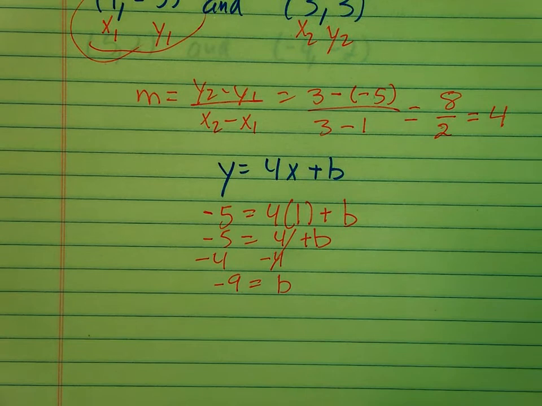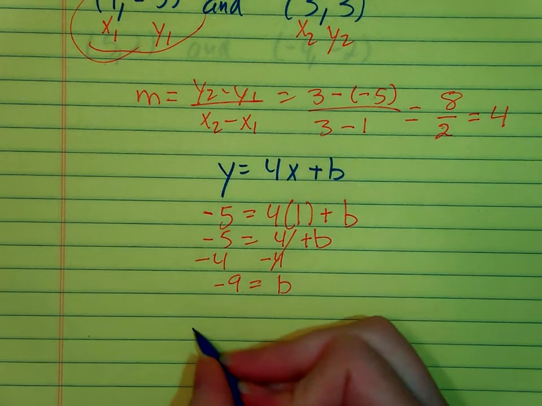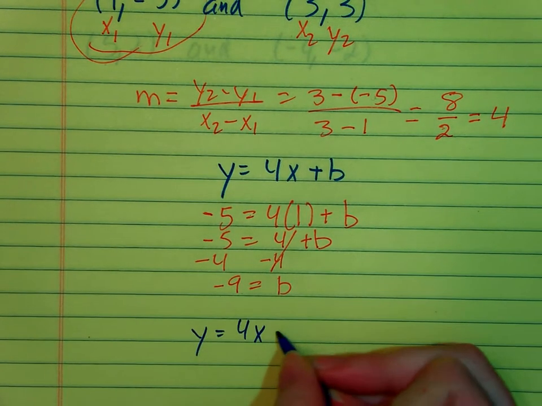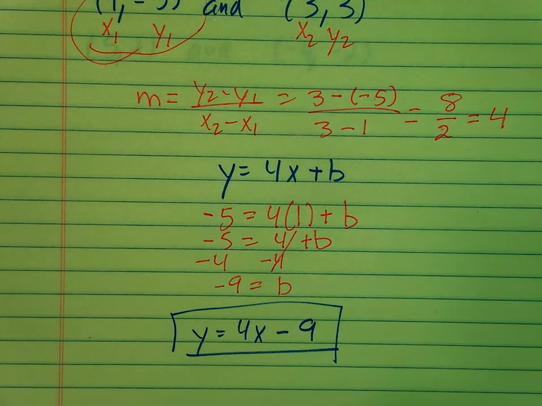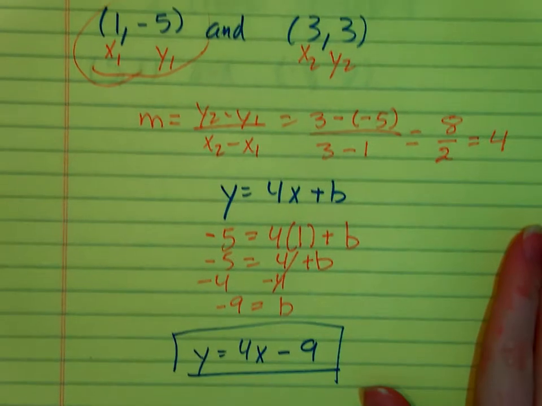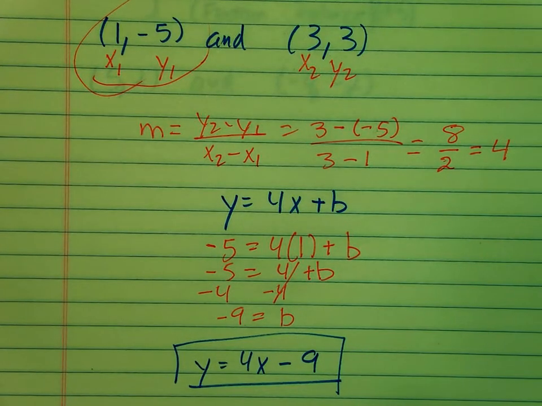What's our final equation then? It's just going to be y equals 4x minus 9. Because I solved for my slope and I solved for my intercept. Feel free to take a picture of this if that's how you take notes.